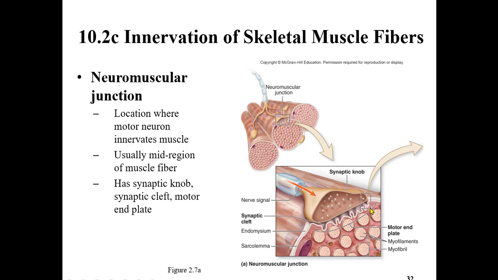Okay, then the next thing we have is this area here. See how there's a bracket? Well, that bracket is called the motor end plate. That motor end plate contains receptors, and those receptors are for the neurotransmitter that is released above. So from these little white dots, chemicals called neurotransmitters will be released, and they will go across the synaptic cleft, and then they will go to the receptors that are found on the motor end plate.